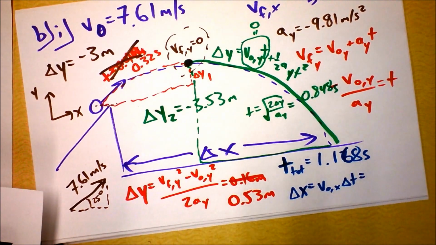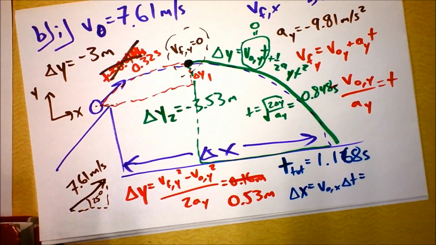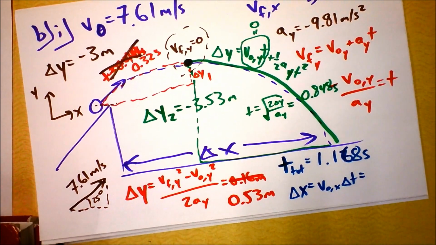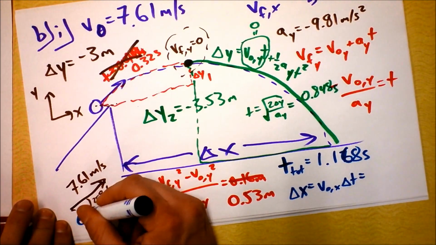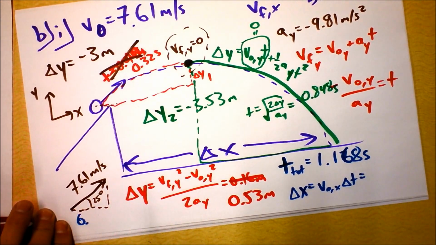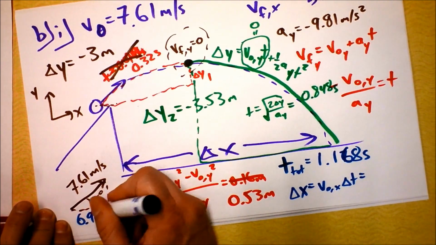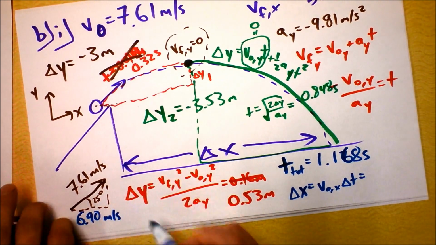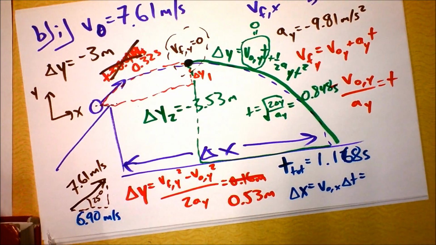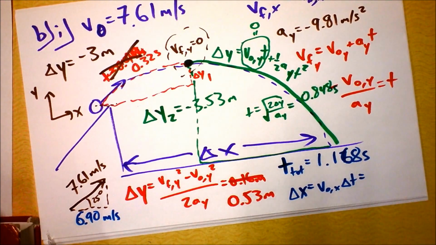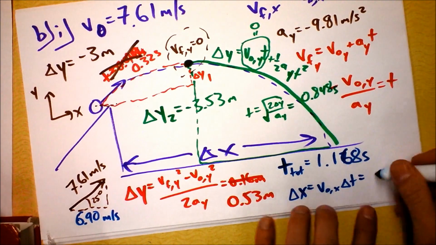What's the initial velocity in the x direction? Do you know it? 6.90 meters per second. I'm supposed to multiply that by 1.168 seconds. What's that total distance? 8.06. 8.1.